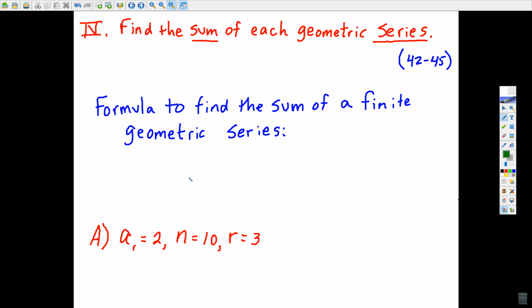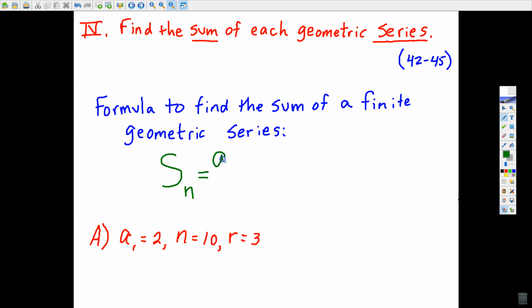Now we're into series. Remember the difference between a sequence and a series? A sequence is a list, follows a pattern. A series is the sum of the list. So now we're going to work on another formula. Here's how we find the sum of, and I say finite because maybe a little later on we'll actually be able to come up with the sum of an infinite geometric series. That's pretty cool. All right, so here's the formula to find the sum. Now notice I'm not using A any longer, A sub n. I'm using S sub n. S stands for sum.